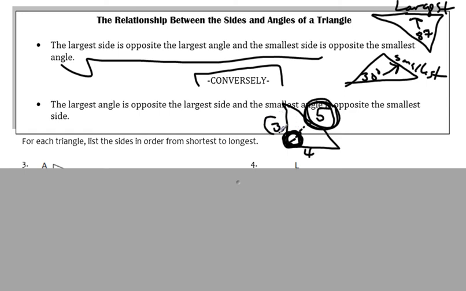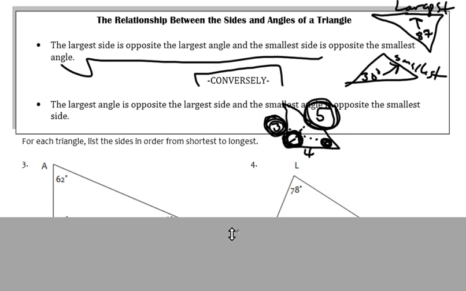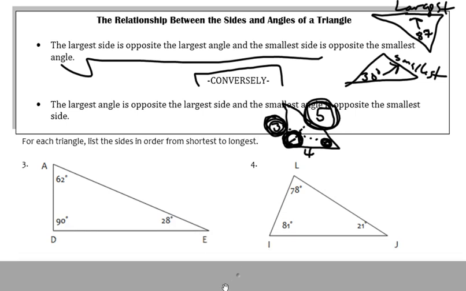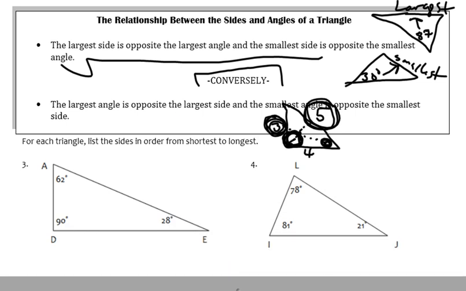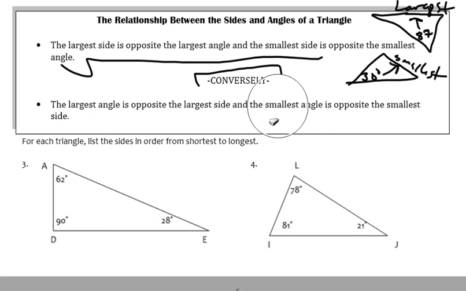And my smallest angle was opposite my smallest side. So here's my smallest side. Across from that, this is my smallest angle. Okay, so we're going to use that theorem in order to find out which sides in this example 3 are going to be shorter to longest.